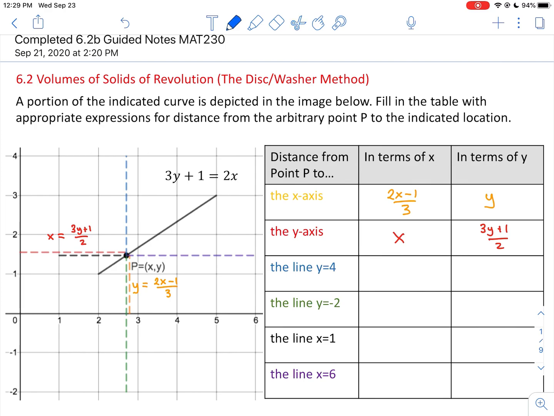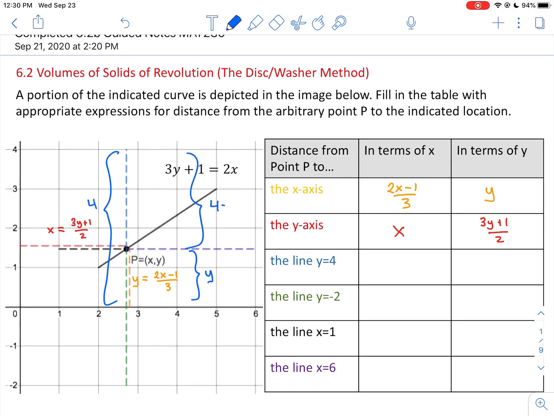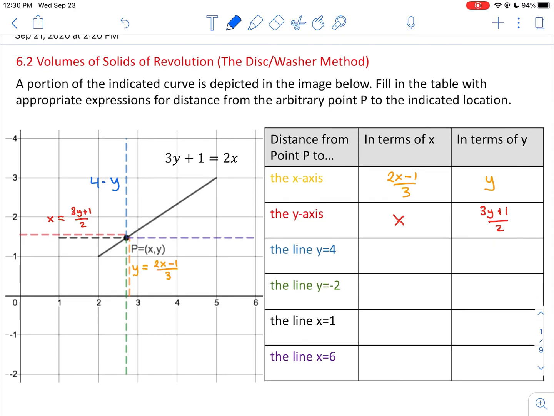So right now we're on the blue, a vertical length, and we've already established that the orange has a length that we're calling simply y. Well, from the x-axis up to 4, that's going to be 4. So by basic subtraction, 4 minus y will be a good expression for how long the blue line segment is. Now that's how long that blue line segment is in terms of y, so that's going to go into this column here.